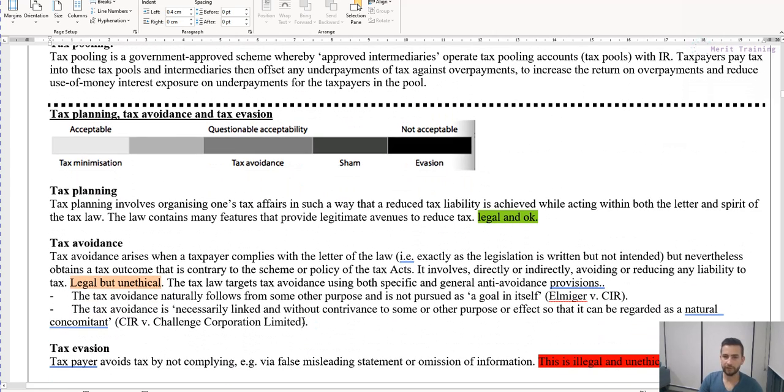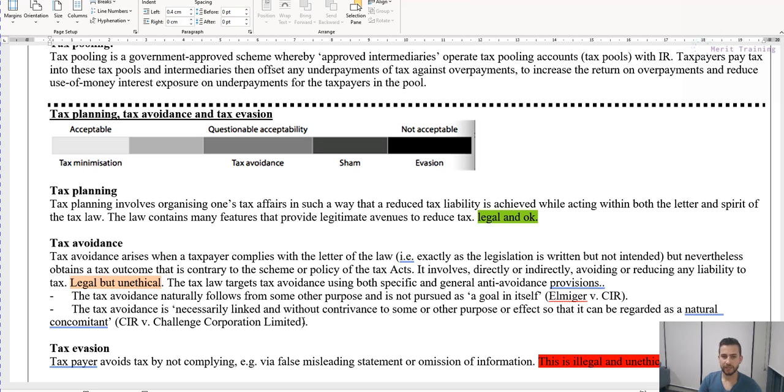So let's talk about the ethics of tax now. There's a couple of important concepts we need to discuss: tax planning, tax avoidance, and tax evasion. They're all on the same scale at different ends of legality and ethicality. So let's talk about the first one, tax planning, also known as tax minimization.